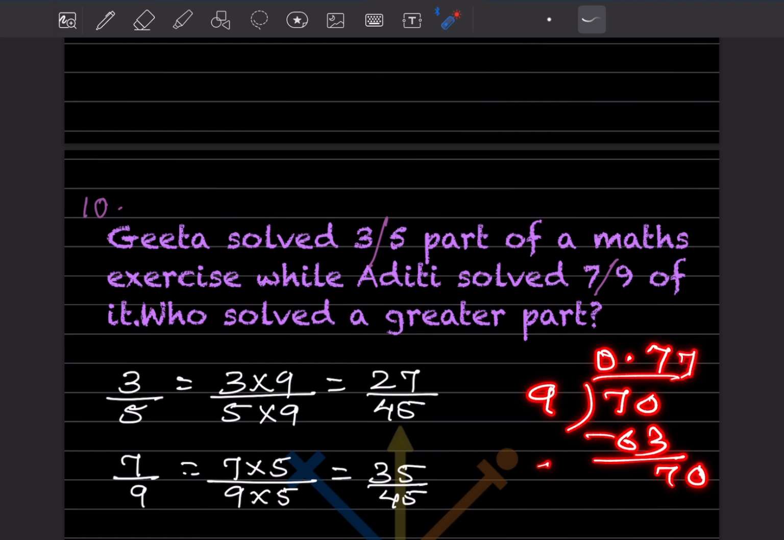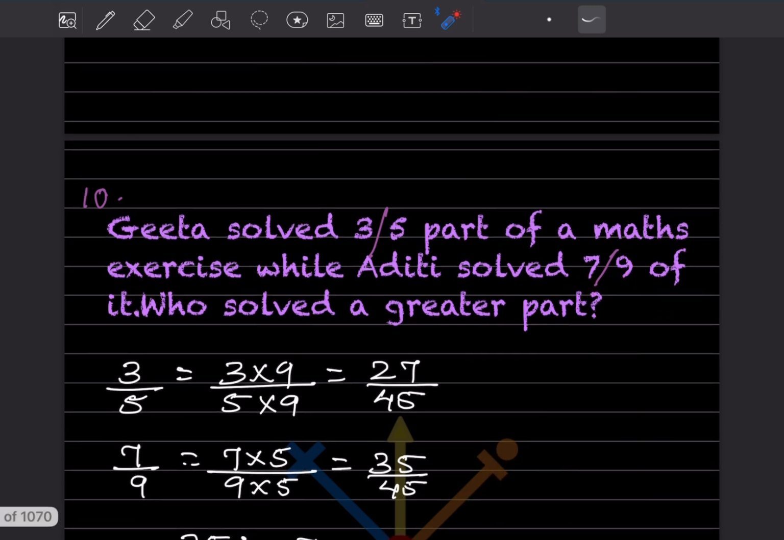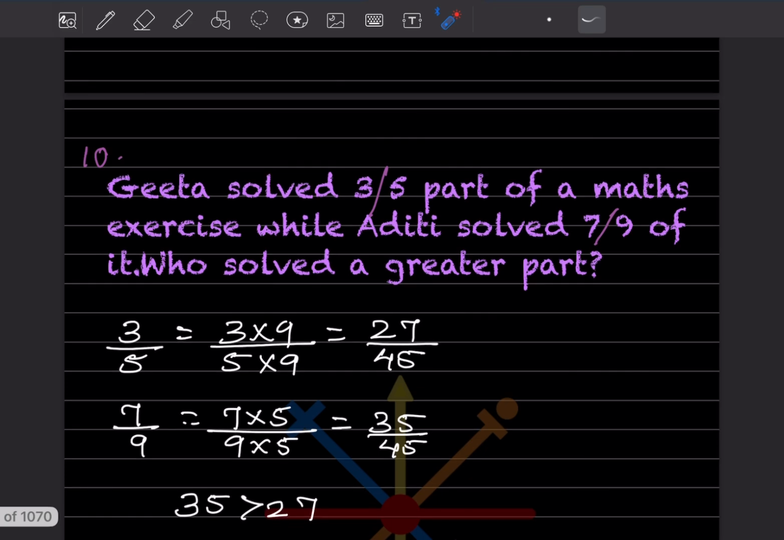So we can say that 3 by 5 was 0.6 and this is 0.77. So we can say Aditi solved a greater part of it. But we are going to use the equivalent fraction. So 3 by 5 and this is 7 by 9.